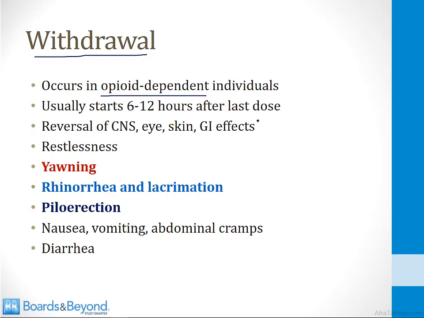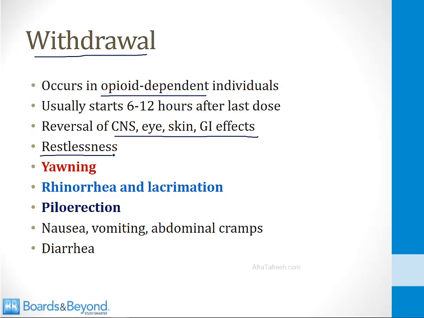An easy way to remember the symptoms of opioid withdrawal is to just understand that they represent a reversal of all the usual opioid effects on the central nervous system and other organs. So first of all, opioids normally depress the central nervous system. Opioid withdrawal therefore causes the opposite effect, and that is restlessness.